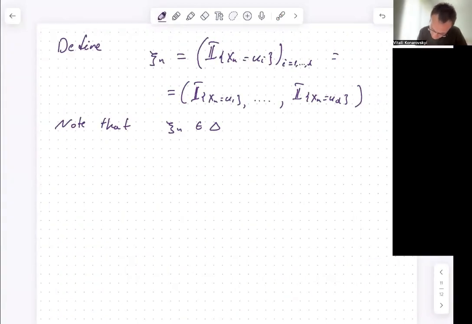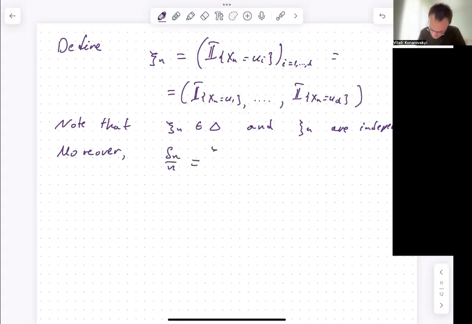And what happens if, and also let's add that the psi n are independent of each other. It follows from the fact that the xn are independent from each other. Then, let's say also, moreover, if you consider the sum psi 1 plus and so on plus psi n, divided by n, it also belongs to delta.